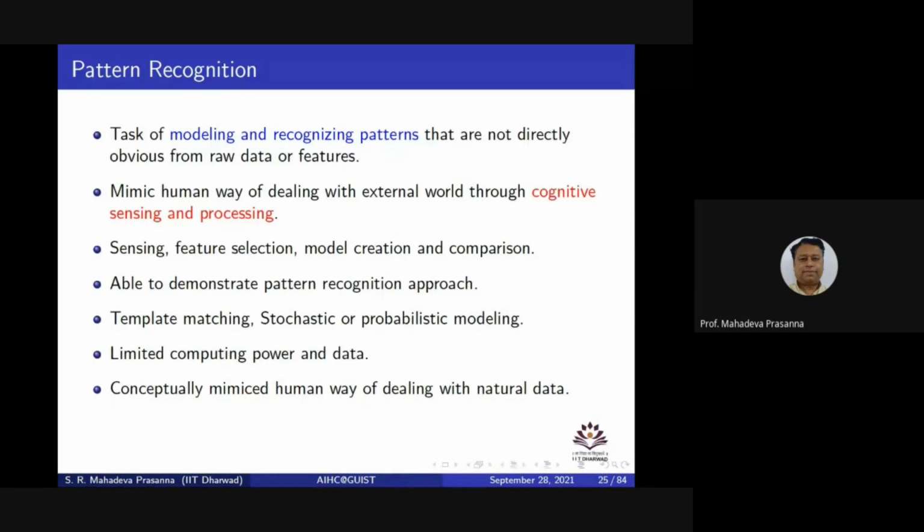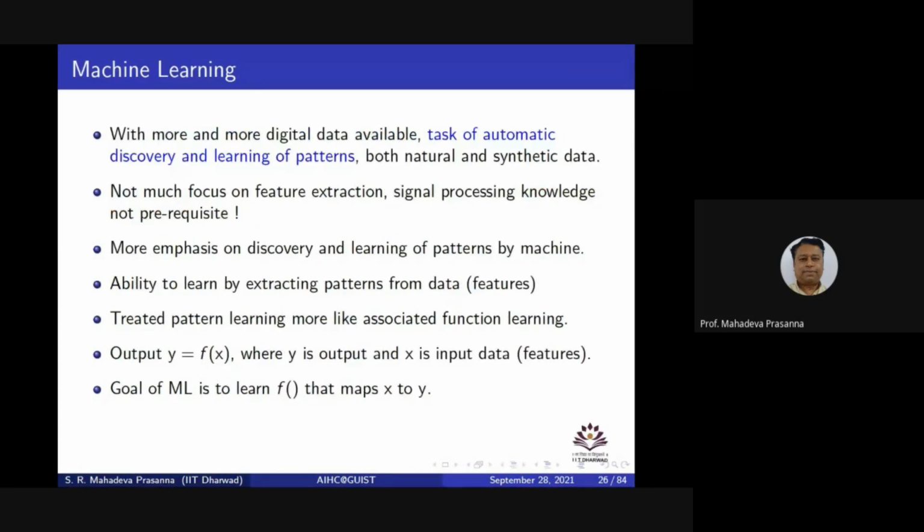So with all that research, they were able to demonstrate that the pattern recognition approach indeed can be mimicked on a computing machine. But the ultimate result at that point, before deep learning came, was that they were able to conceptually mimic the concept of pattern discovery. However, the performance was much inferior compared to human performance.